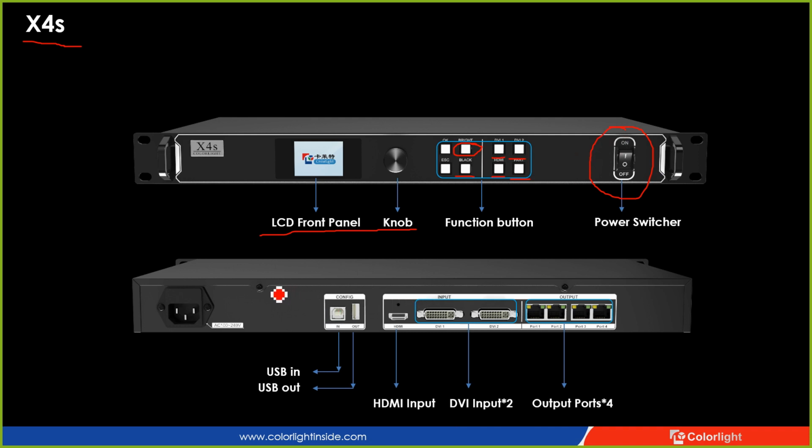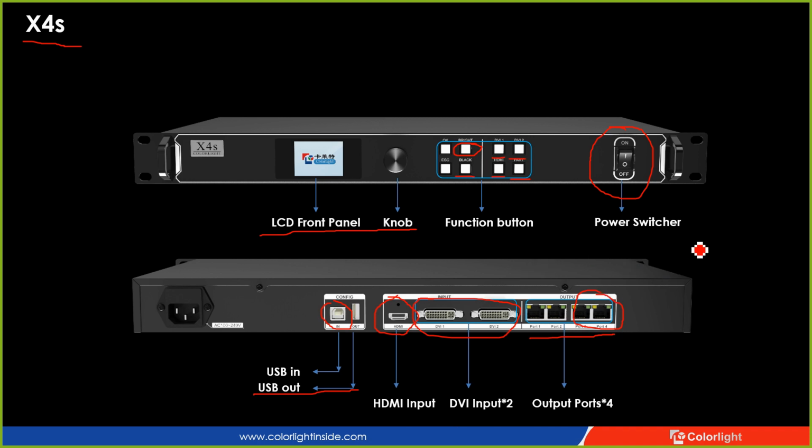Okay, let's now look at the back side of the X4S. There are USB in and USB out. The USB in is to connect the USB cable to the computer for configuration, and the USB out is to cascade to the next X4S. Here we have 1 HDMI input and 2 DVI inputs. As you can see here, there are 4 output ports. So the only difference between X2S and X4S is the quantity of the output ports.